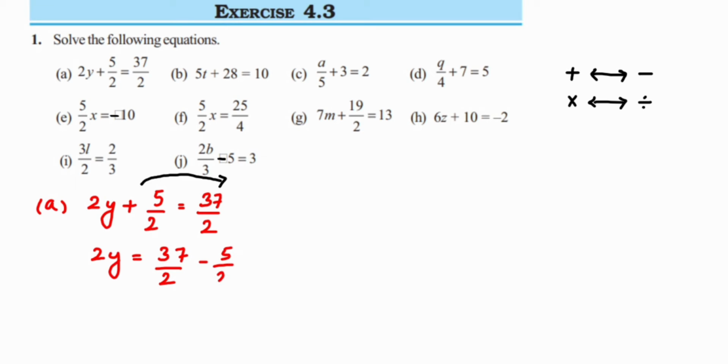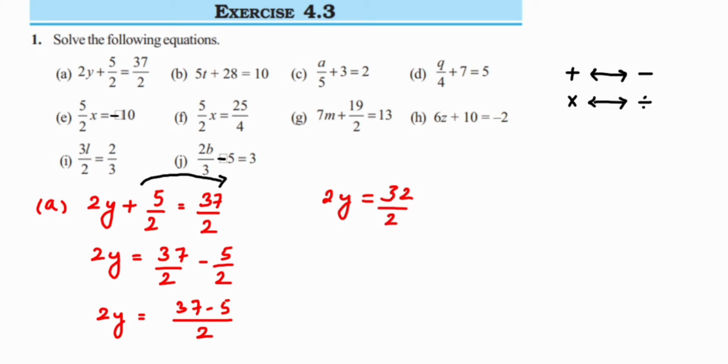Now we have to subtract them, and there are two rational numbers here with the same denominator, so just simply subtract the numerators. So write the denominator as 2 and 37 minus 5 is 35. So from here 2y is equal to 35 upon 2. Okay, 37 minus 5 is 32. I'm sorry, it's not 35. I'll just change it. So this is 32 upon 2.